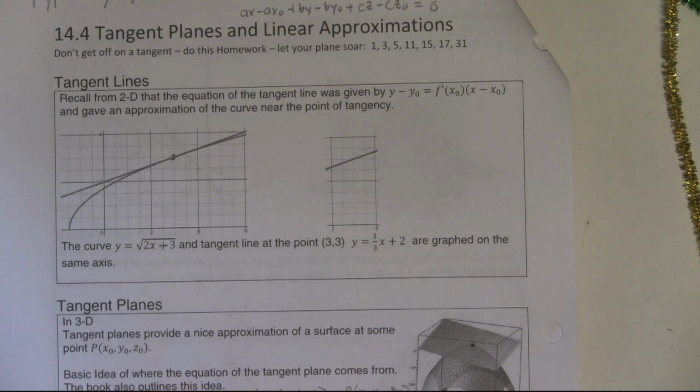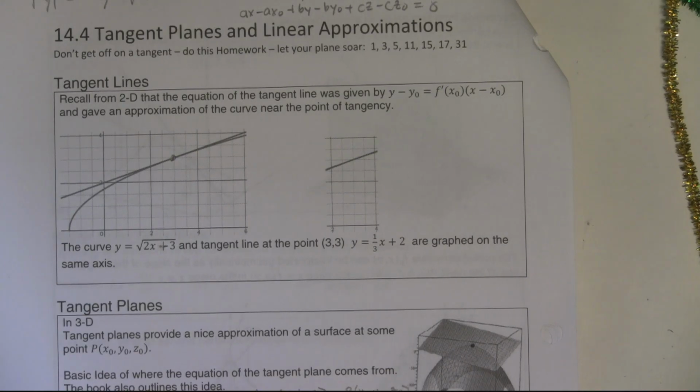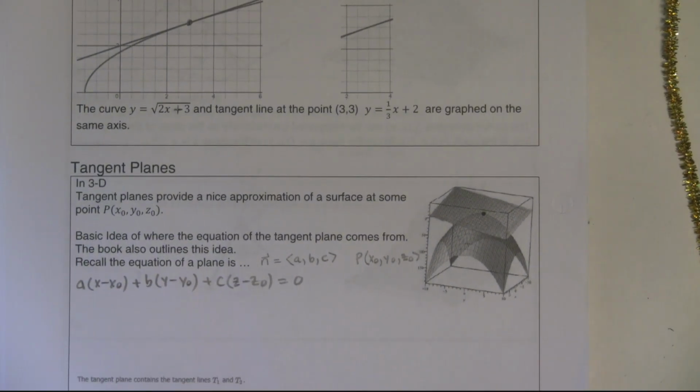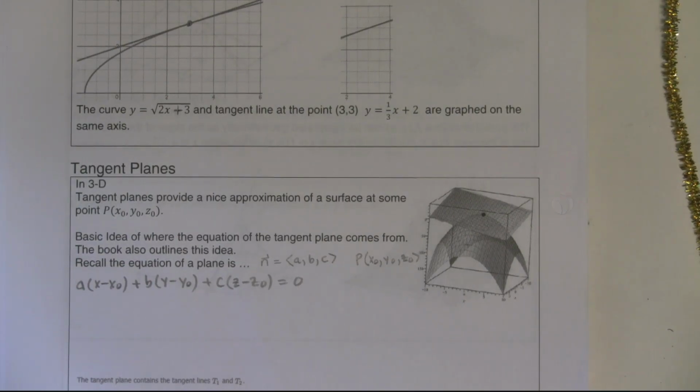And so that equation builder looks like this: a(x minus x naught) plus b(y minus y naught) plus c(z minus z naught) equals 0. Oops, I was writing that and I didn't have it showing. Sorry.